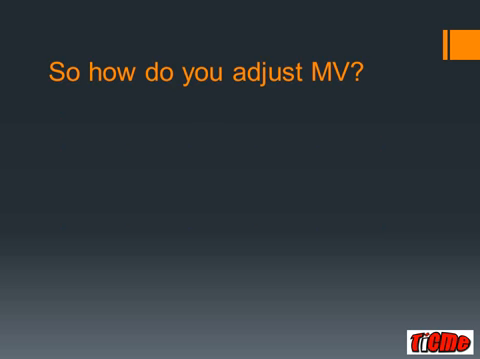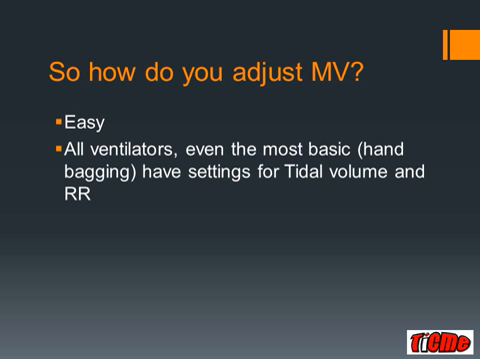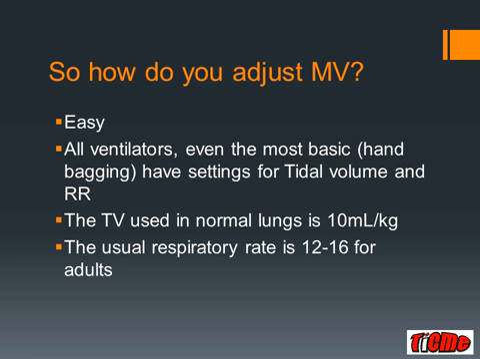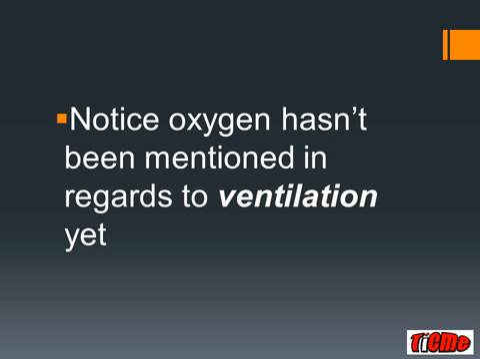So how do you adjust minute volume? Well, it's really easy. All ventilators, even the most basic, such as handbagging a patient, have settings for tidal volume and respiratory rate. The tidal volume used in normal lungs is approximately 10 mL per kilogram. The usual respiratory rate for an adult is 12 to 16. Do you notice that we haven't mentioned oxygen at all in regards to ventilation yet?